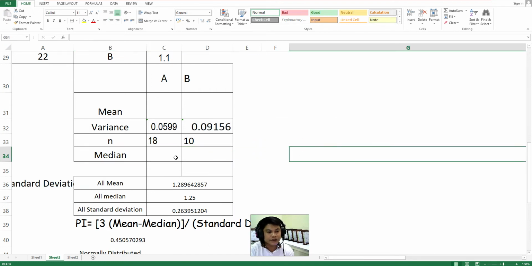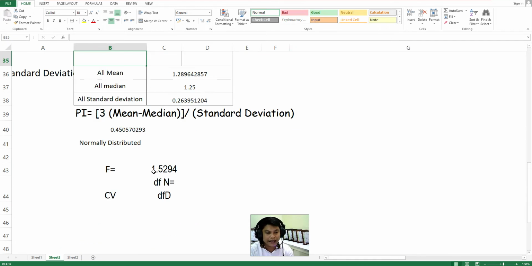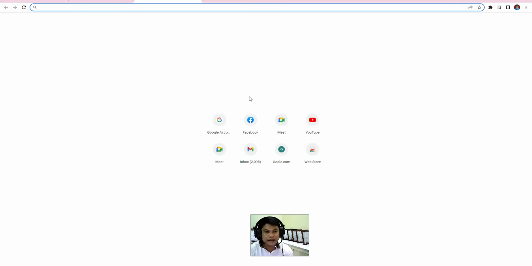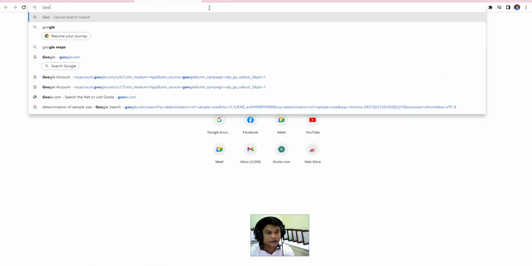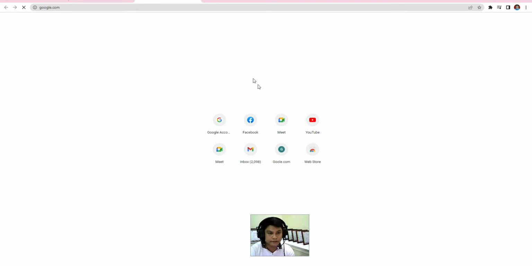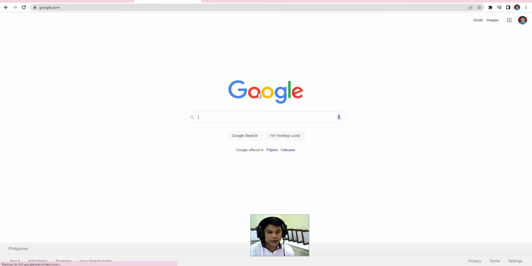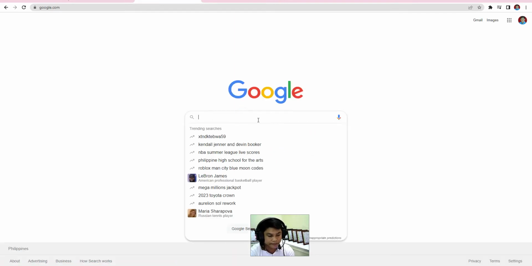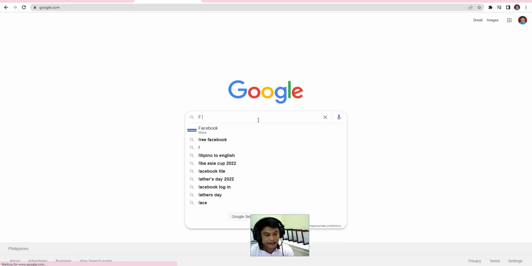Okay. So what else do we need to compute? Again, we now have to get the critical value in order for us to decide whether the variances are equal or not equal. How do we do that? We go to the internet and search in Google, for example. We can also use another platform. And then you are going to look for the F distribution table.